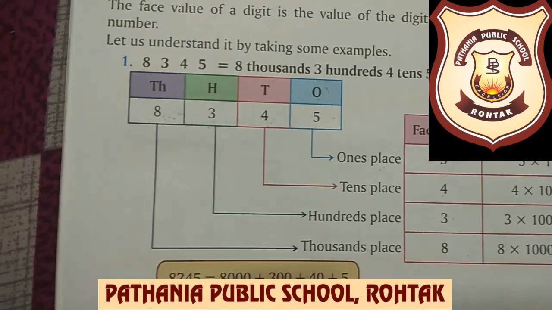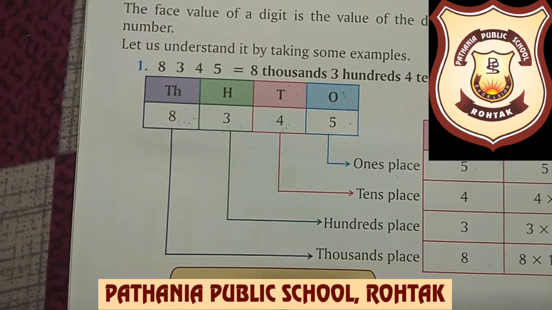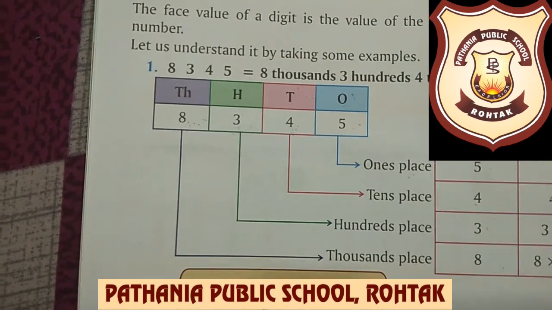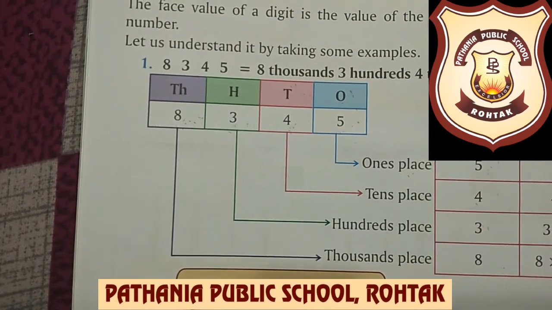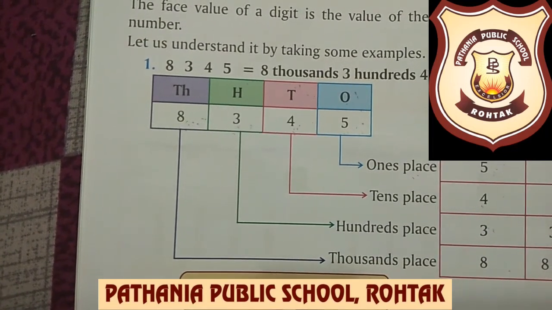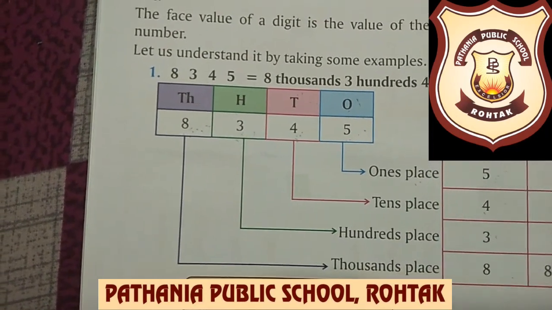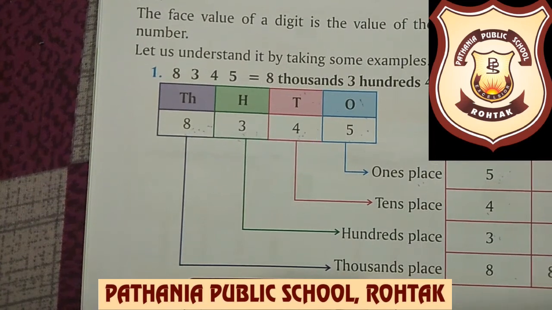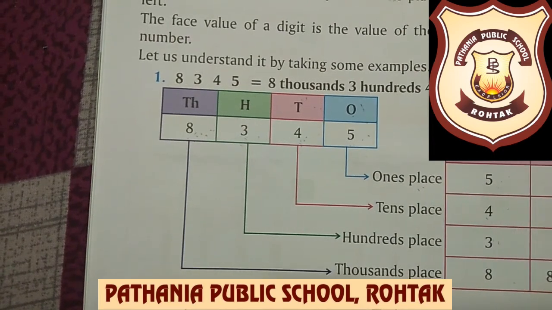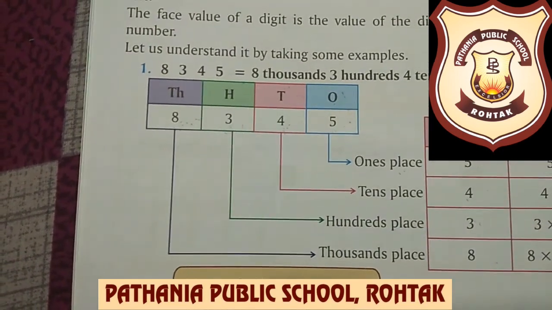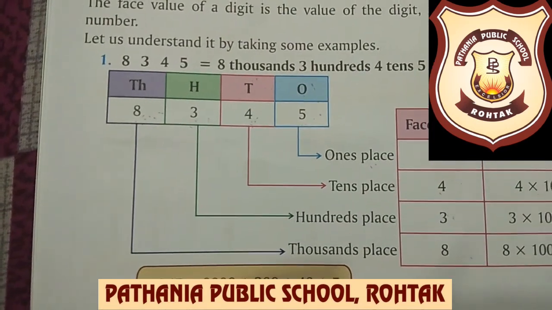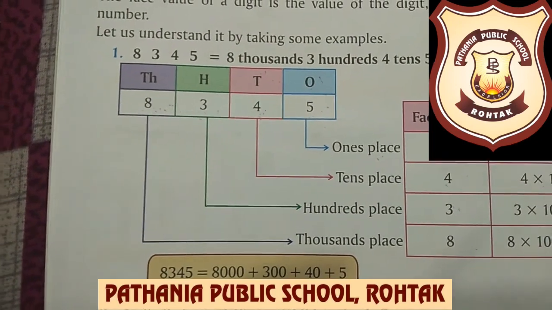After identifying the place value of the digits, we can easily expand them also. What is expanded form? Expanded form is writing the number in the detailed form. So 8 is at thousands place, so first we will write 8,000. Then we will put a sign of addition. Then 3 is at hundreds place, so we will write 300. Then an addition sign. Then 4 is at tens place, so we will write 40, and then an addition sign. And then 5 is at ones place, so we will write 5. So by identifying the places of the number, we can easily write their expanded form.